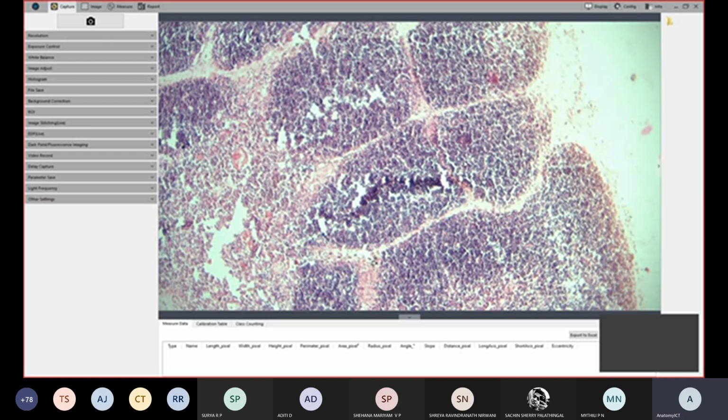So that is the white pulp. The remaining area, whatever it is, is called the red pulp. Red pulp again has the splenic cords and the splenic sinuses. So that is the histology of the spleen.